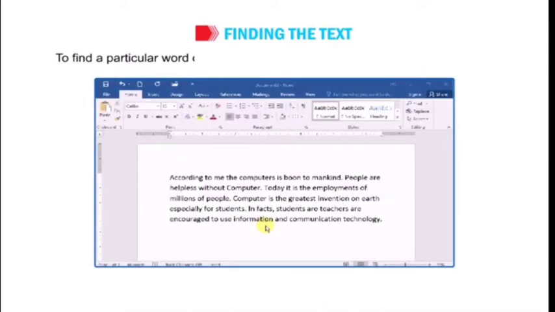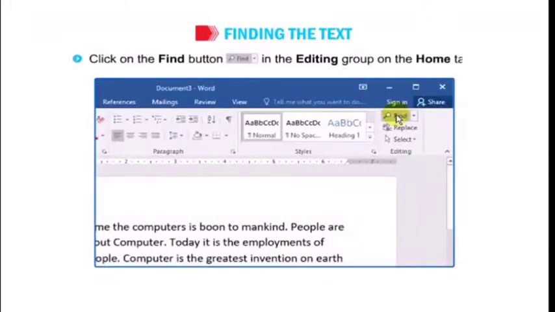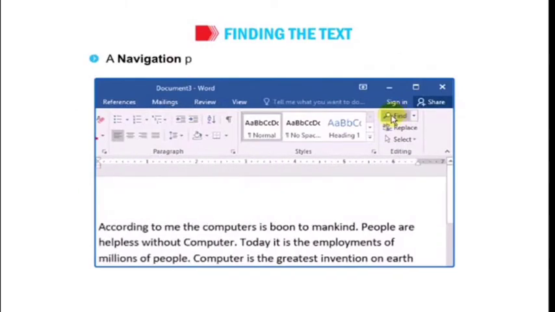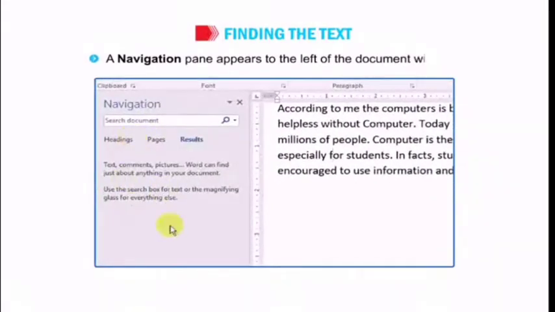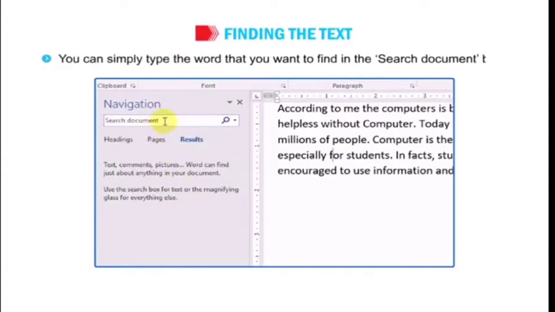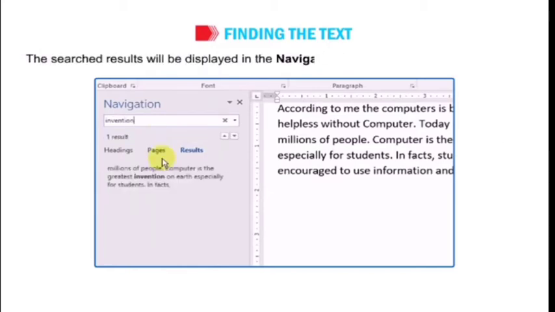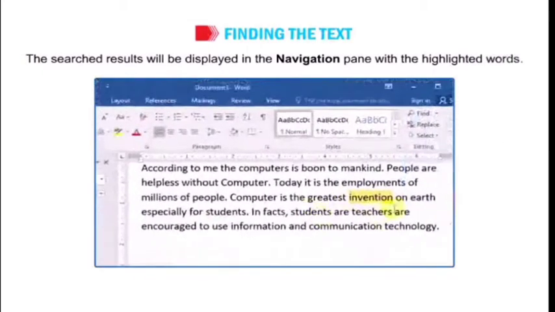Okay, let us now learn how to find the text. To find a particular word or phrase in the current document, follow these steps. Click on the Find button in the Editing group on the Home tab. A navigation pane appears to the left of the document window. You can simply type the word that you want to find in the Search document box. The search results will be displayed in the navigation pane with the highlighted words.